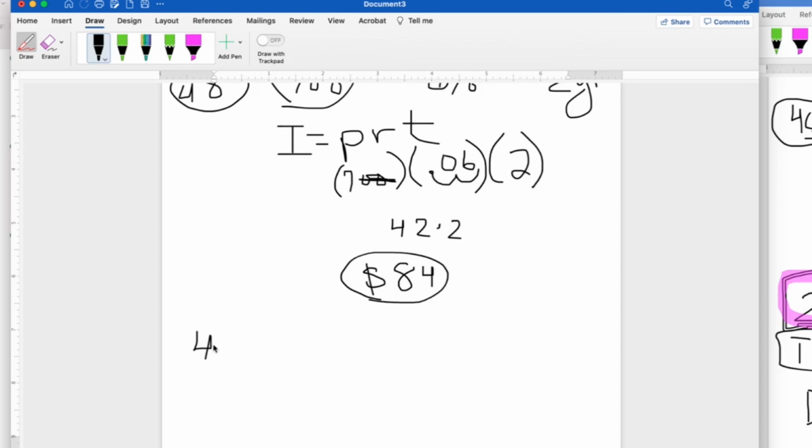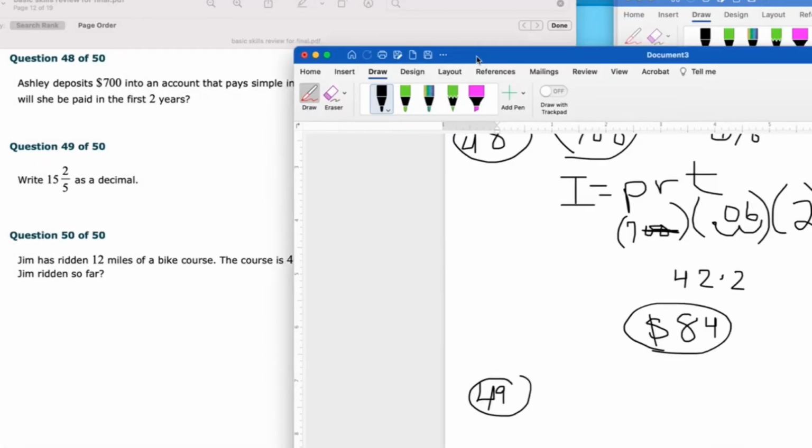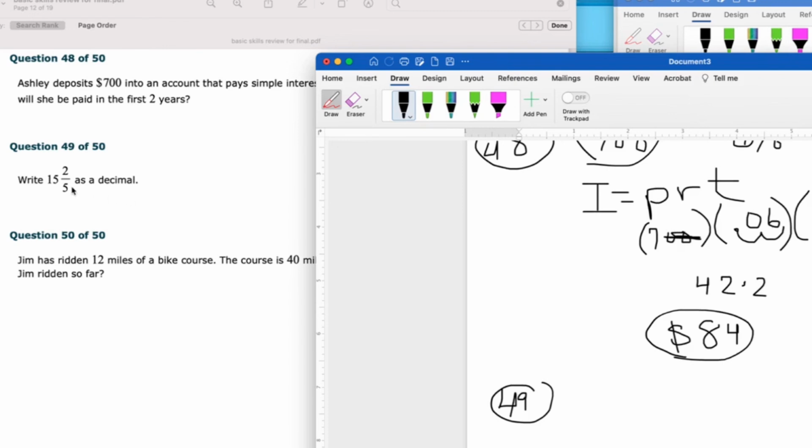Okay, 49. 49 says, write 15 2/5 as a decimal. You really don't need me to do that, but I'm going to do it. 15 2/5 is 15.4 because 2/5 is the same as 4/10, which would be 0.4.